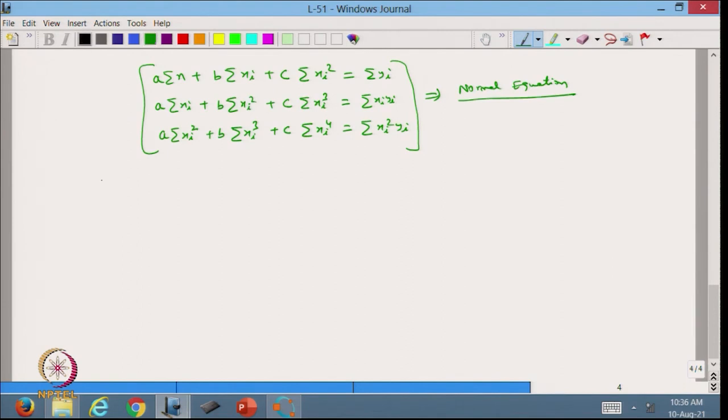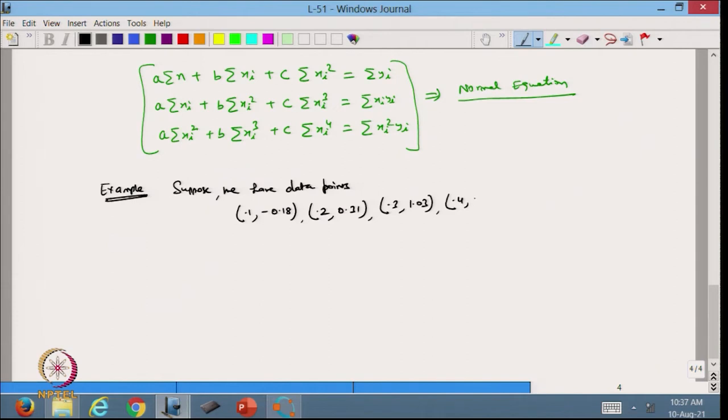Now, let us take one example. So, in this I am taking one example, suppose we have the data point. That is given to me like this one, 0.1, and this is minus 0.18, 0.2, 0.31, 0.3, 1.03, 0.4, 2.48, and the fifth point is 0.5, 3.73. So, these are the data points given to us.